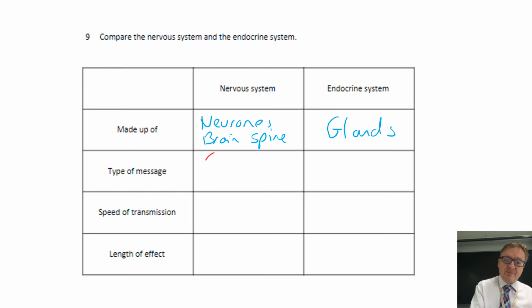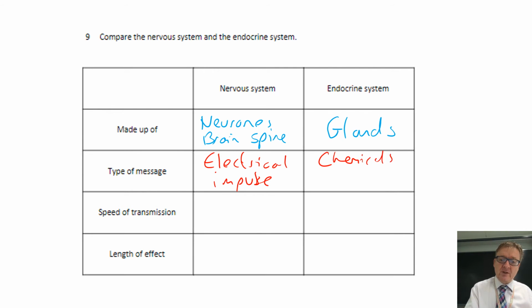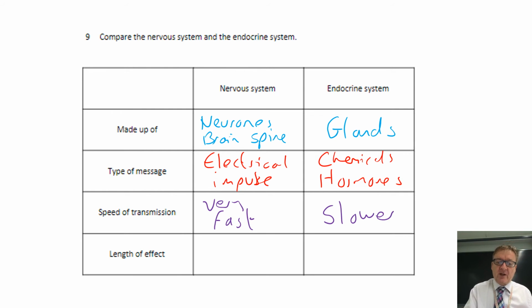Type of message. These are an electrical impulse. The endocrine system is chemicals called hormones. Speed. The nervous system is very fast. We're talking about fractions of a second. The endocrine system is considerably slower.